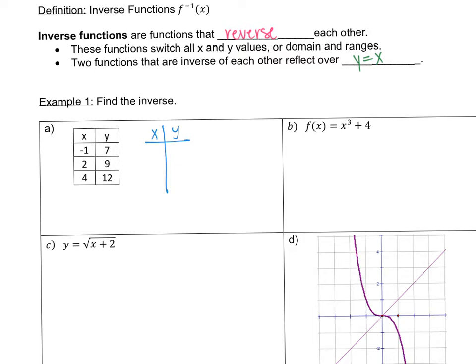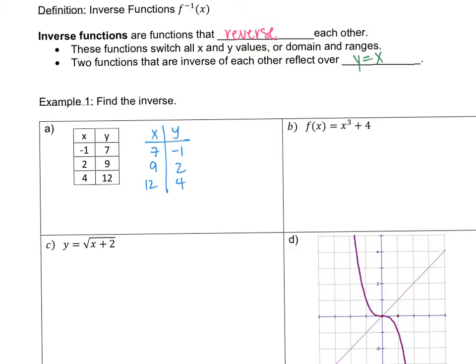So for the inverse function, you're now going to have a 7, -1. Instead of your x being -1, it's going to be that 7 from the y. And so I'm just going to switch the others. So 2, 9, 12, 4. And I'm done. So again, these would be coordinate points that you could plot, but you don't have to. But this would be the inverse function.